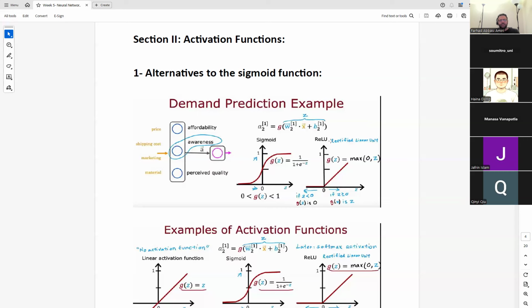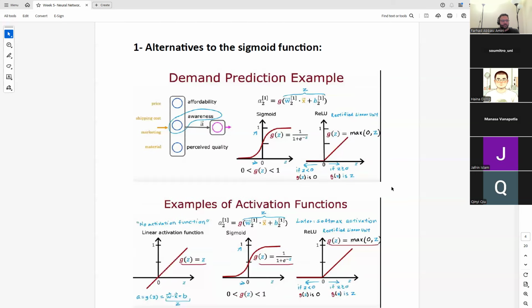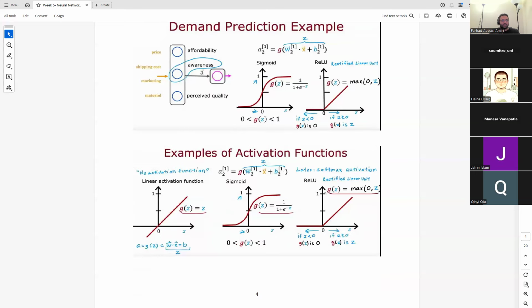So this is ReLU. This is another activation function. And in the following slide, I'm going to tell you on which layer we can use ReLU and on which layer we can use sigmoid to make a very optimum neural network structure, right? So examples of activation functions you can see here.